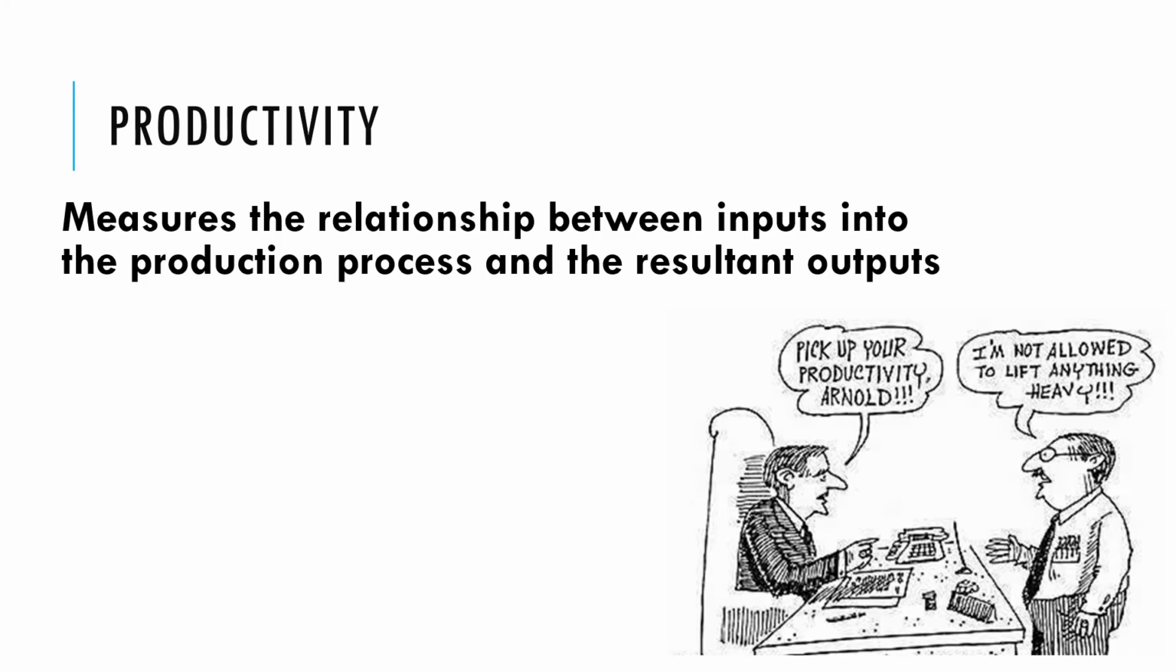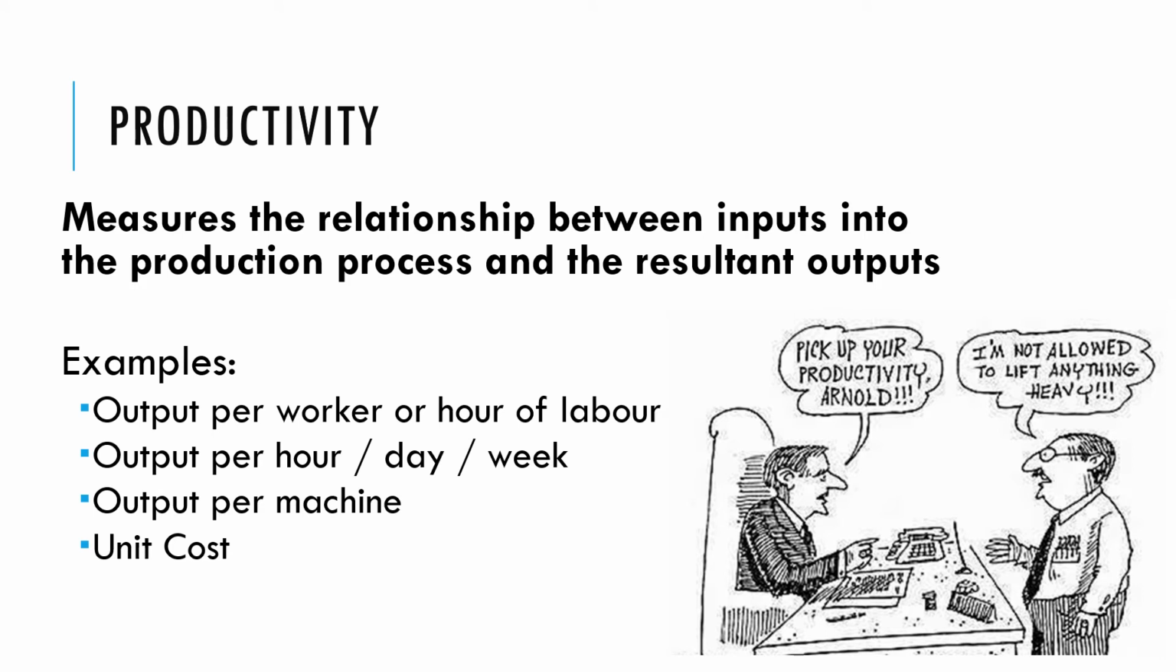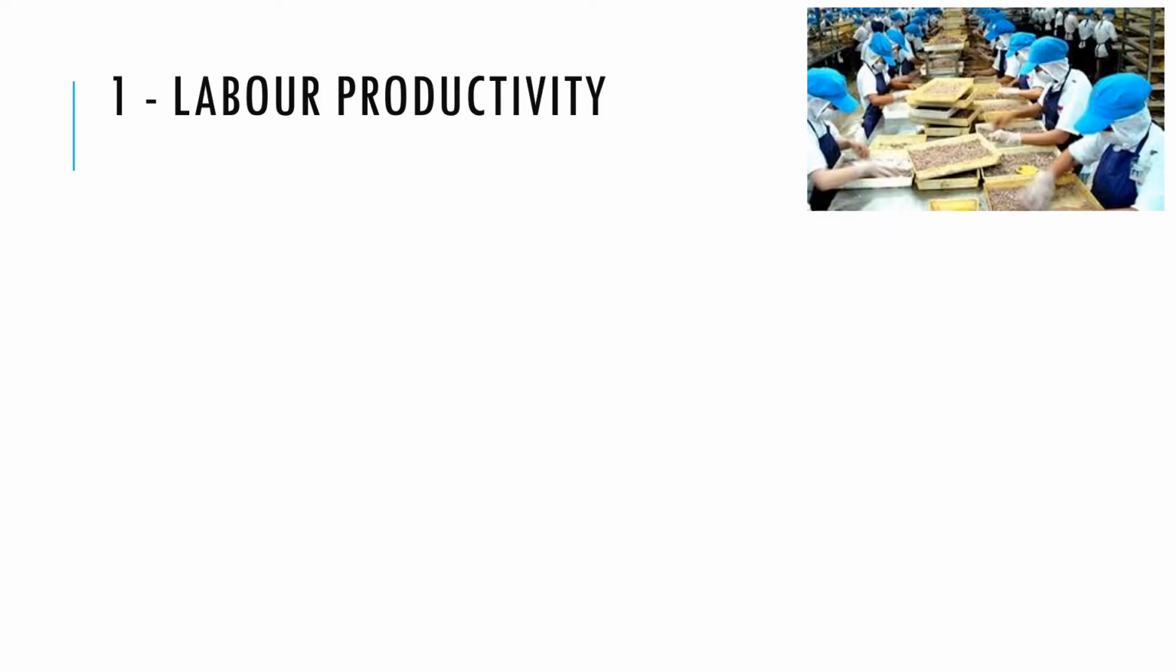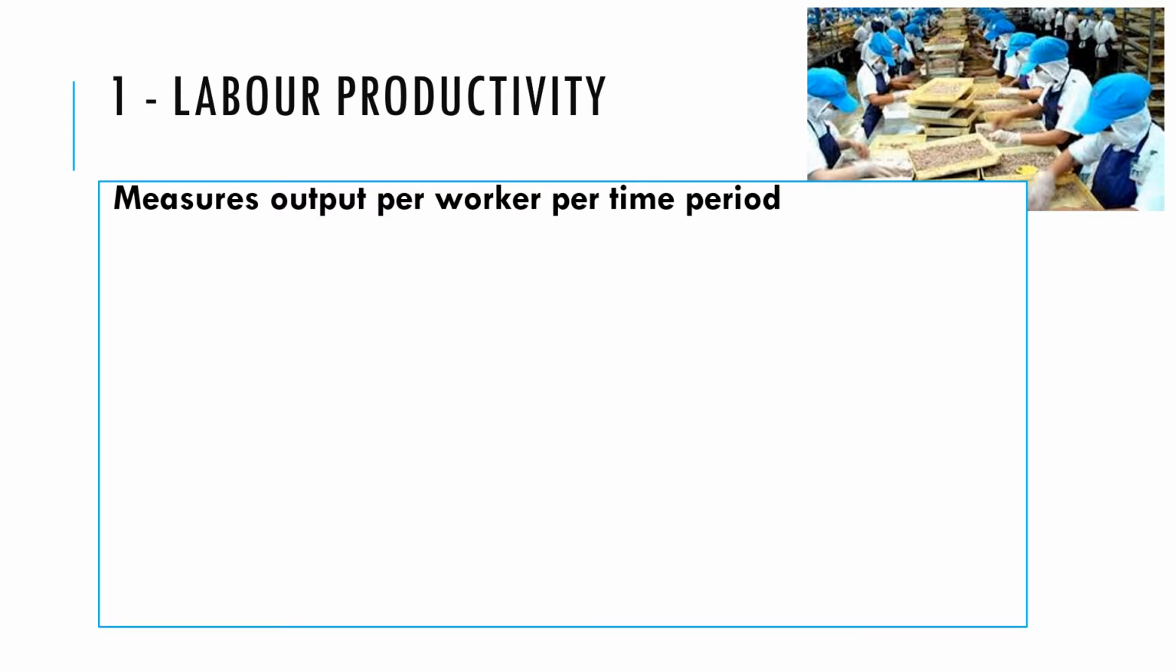Productivity, as we looked at last year, measures the relationship between inputs into the production process and the resultant output. So for example, output per worker or hour of labor, output per hour, output per machine, unit cost. In this video, we're going to focus on labor productivity, the output of the workforce. This is the first one that we need to take down. So labor productivity measures output per worker per time period.